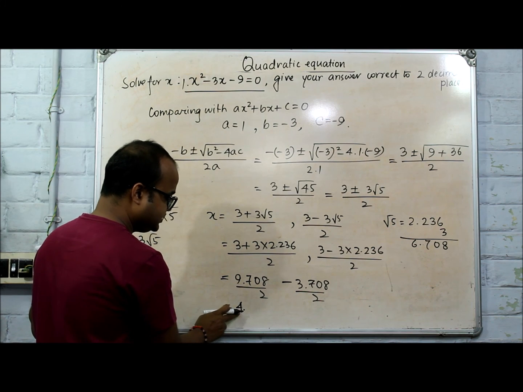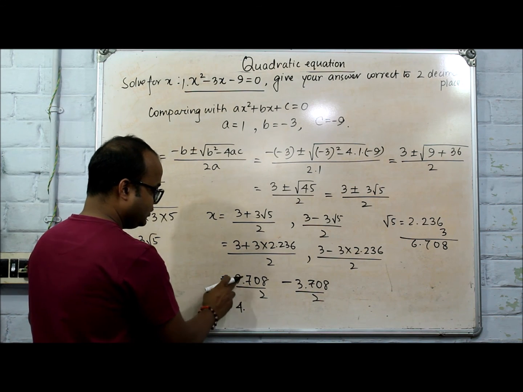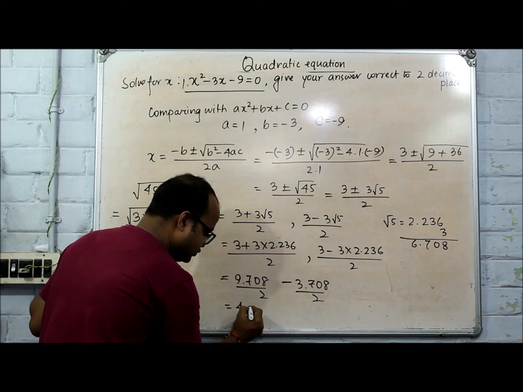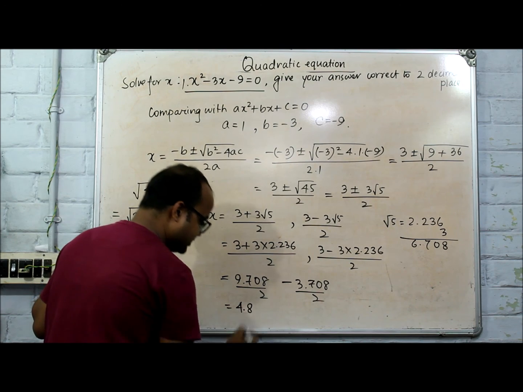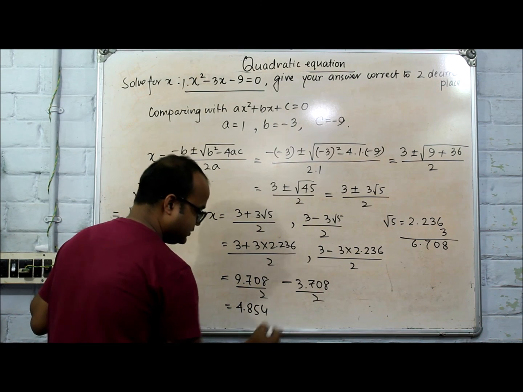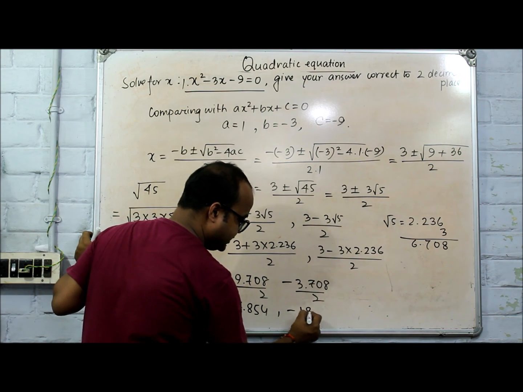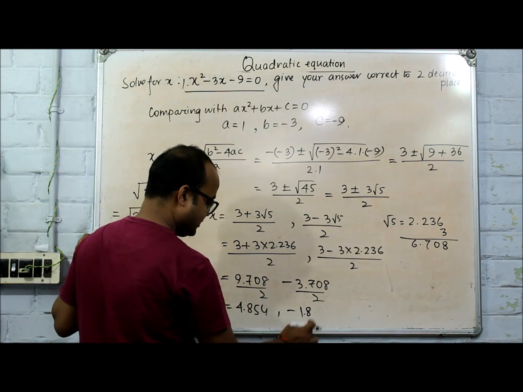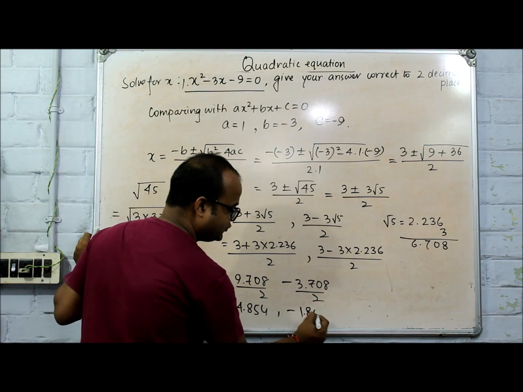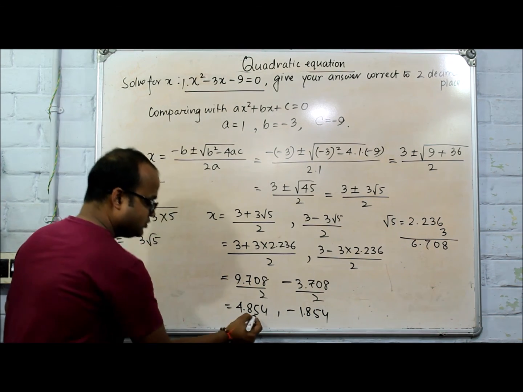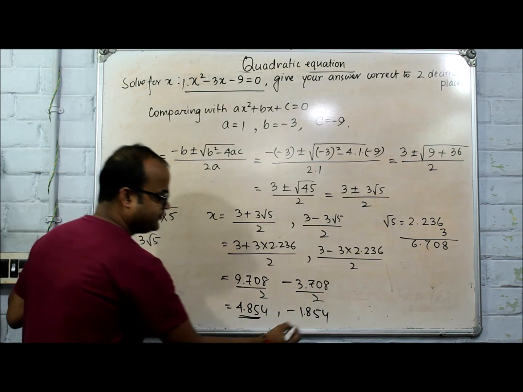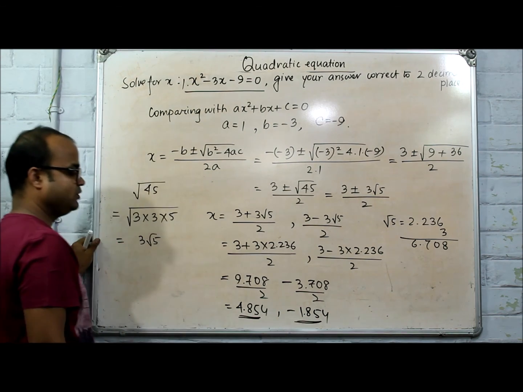Now if you divide, 2 4 is 8, 1 8 17, 2 8 is 16, 2 5 4, and here we will get 2 1 is 2, 6, 17, 2 8 is 16, 2 5 is 2 4. So the answer will be 4.85 and minus 1.85.